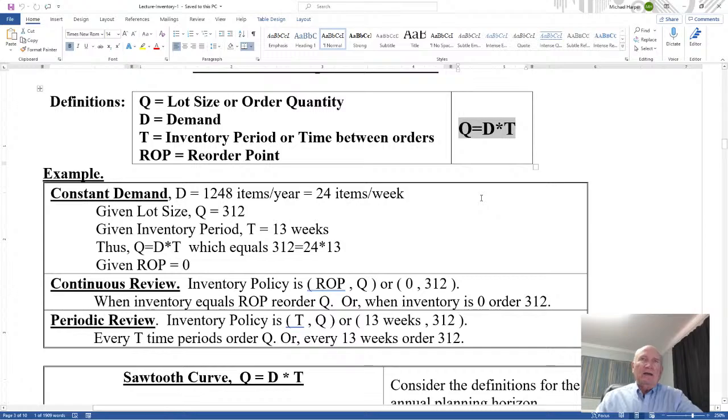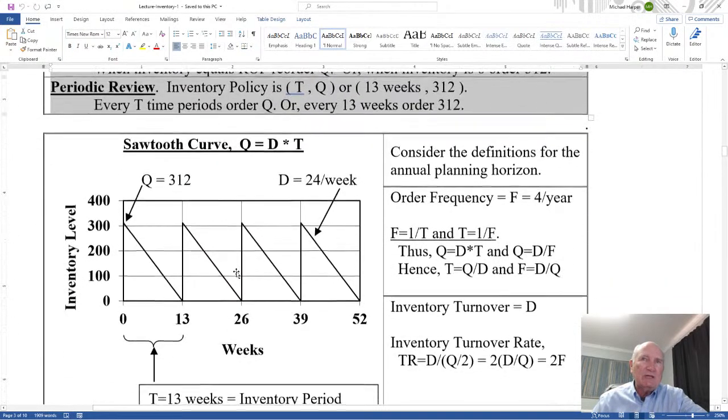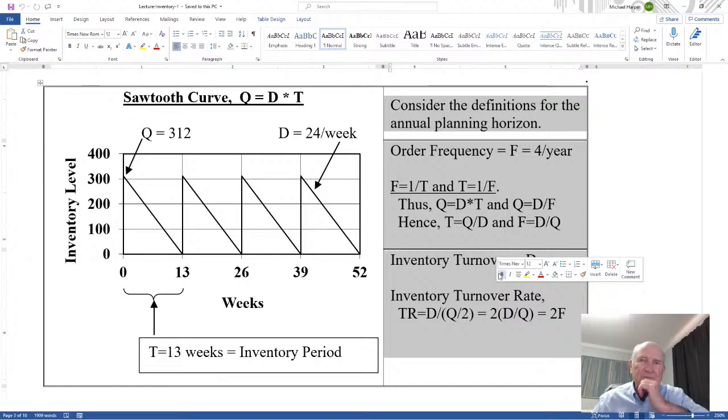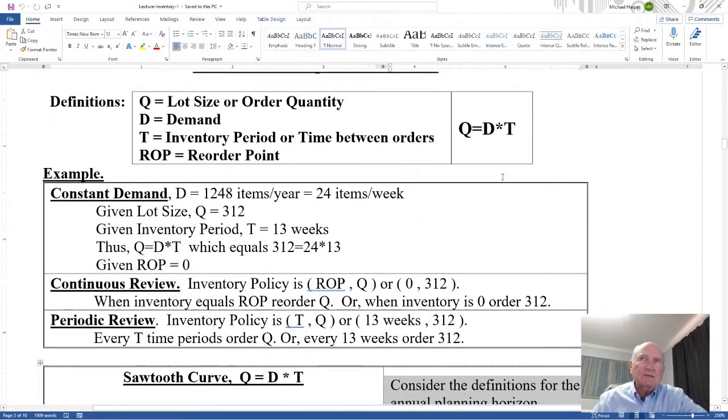Okay. Now, as I develop this, I'm going to first start with an example for the quantitative part, the continuous and periodic review system, and then I go into the relationships with graphs to explain the relationships. And then I pull out other types of extensions or tangential developments. Okay, first of all, let's come back, because Q equals DT, constant demand. Suppose our demand has a constant rate of 1,248 items a year.